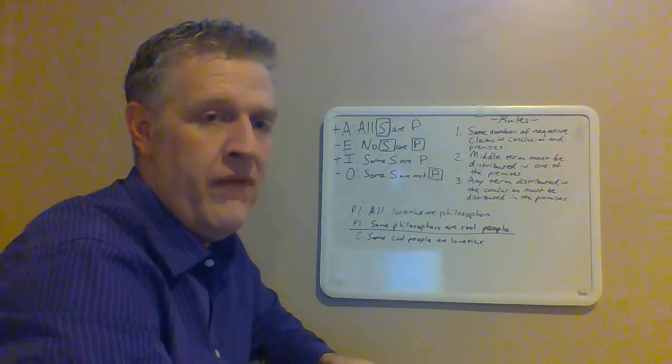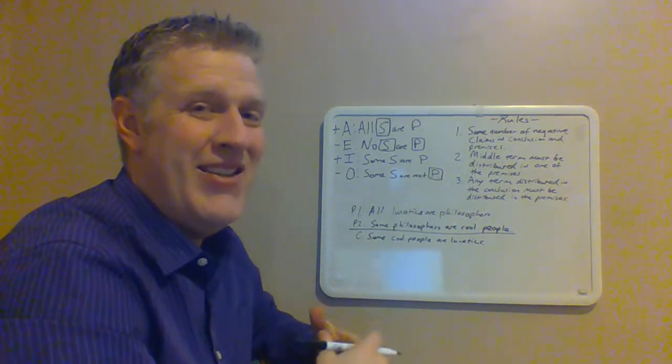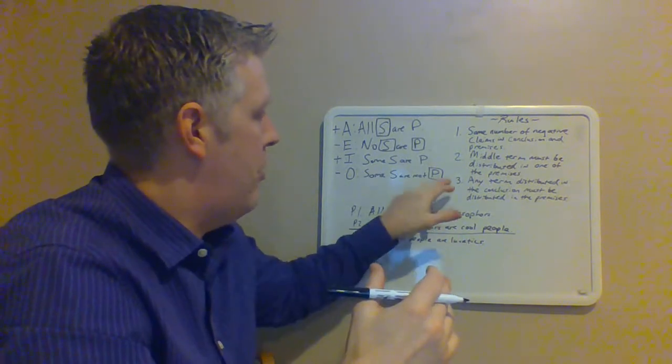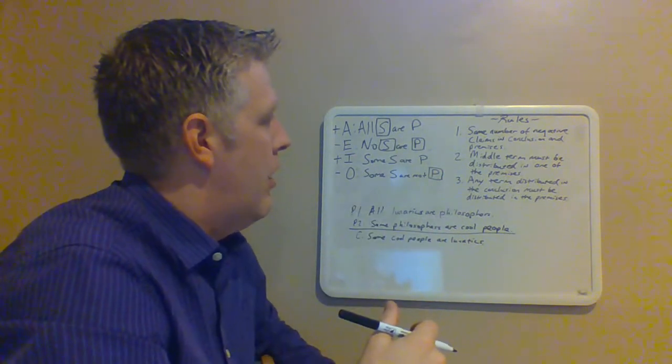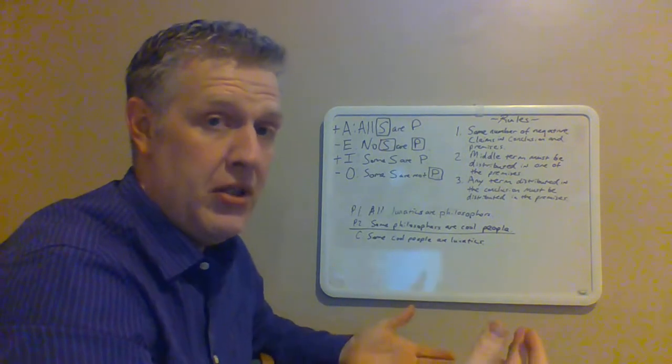If one or more of the rules are violated or not satisfied, then the categorical syllogism is invalid. Okay, but provided all three are satisfied, then in that case, the categorical syllogism would be diagnosed as valid.